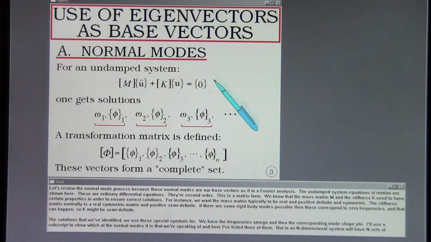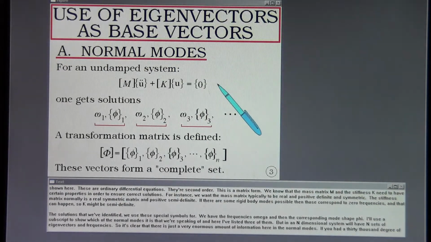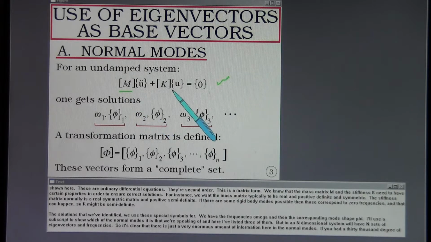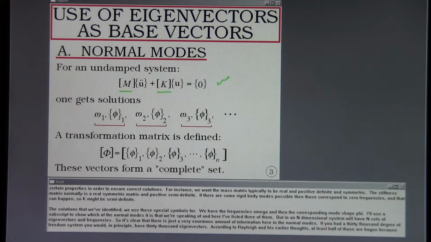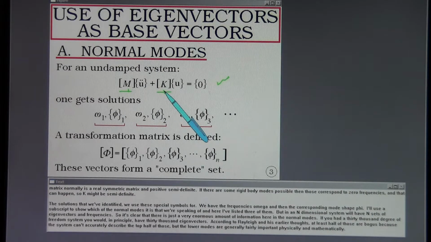The undamped system equations of motion are shown here. These are ordinary differential equations. They're second order. This is a matrix form. We know that the mass matrix M and the stiffness K need to have certain properties in order to ensure correct solutions. For instance, we want the mass matrix typically to be real and positive definite and symmetric. The stiffness matrix normally is a real symmetric matrix and positive semi-definite. If there are some rigid body modes possible, then those correspond to zero frequencies, and that can happen. So K might be semi-definite.